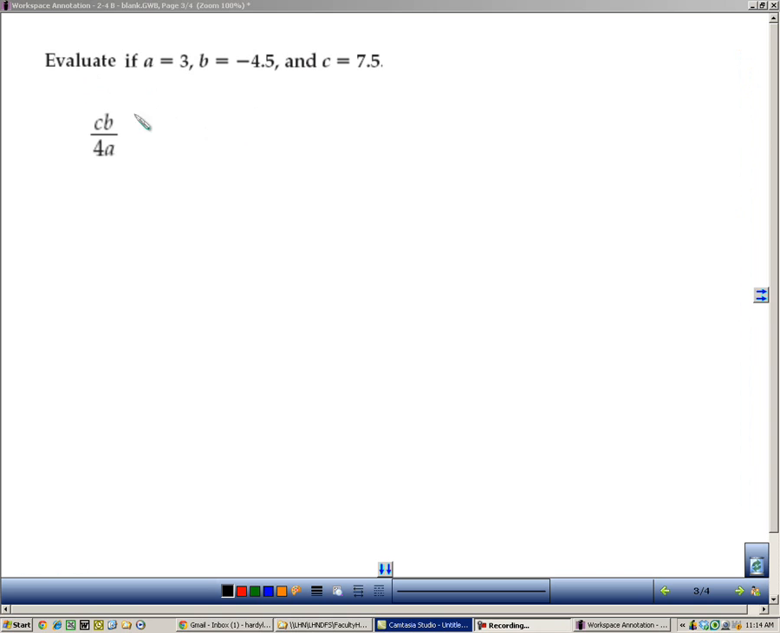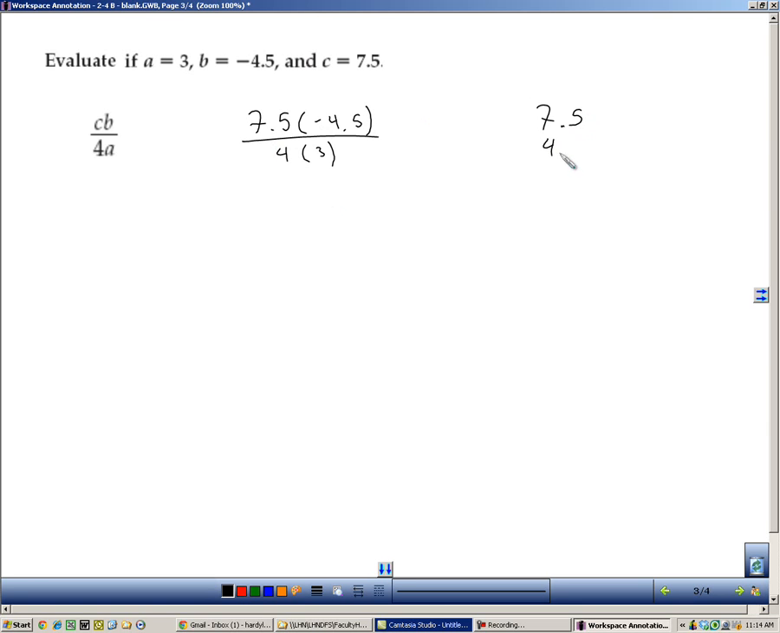Here we're evaluating another problem. I'll plug in numbers for the letters. C is 7.5, B is negative 4.5, divided by 4 times A, which is 3. I'm going to do 7.5 times 4.5. 5 times 5 is 25. 7 times 5 is 35, plus 2 is 37. Don't forget when you're multiplying, you have to include a placeholder. 4 times 5 is 20. Carry the 2. 28 plus 2 is 30. So 3, 3, 7, 5. 2 decimal places after the decimal means I'm going to put my decimal point there, 33.75.